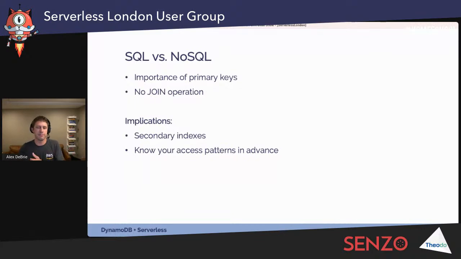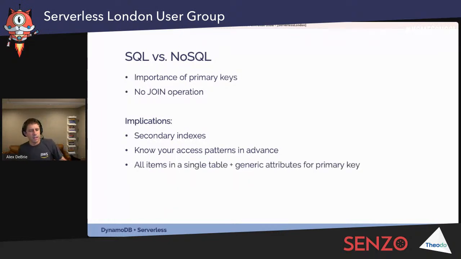With DynamoDB, you've got to flip that. You've got to think about your access patterns first. Once you think about your access patterns, then you design your table to handle those access patterns. And again, that's because those primary keys are going to be so important. You want to model your primary keys to handle those access patterns for you. So know your access patterns in advance.